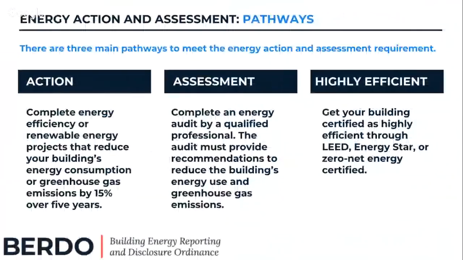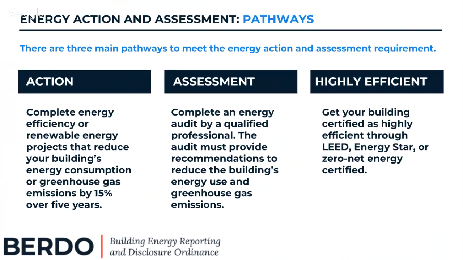So there are three main pathways for this requirement: action, assessment, and highly efficient. They include, for the energy action portion, you have to complete any combination of energy efficiency measures, renewable energy installations or purchases for a building that helps to lower either its overall energy consumption or greenhouse gas emissions by 15% or more over the prior 5 years. For the energy assessment, you have to complete basically an energy audit by a qualified professional at any time in the prior 5-year period. And then lastly, your building could be certified by some form of third-party certification system that is already highly efficient.